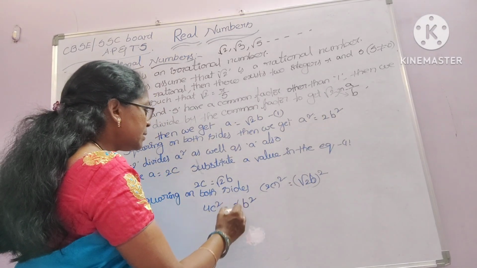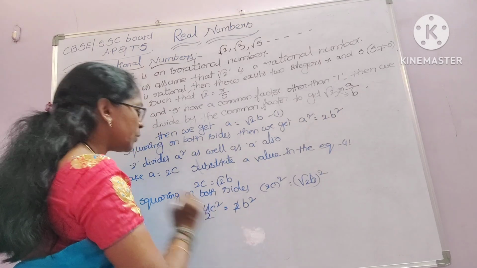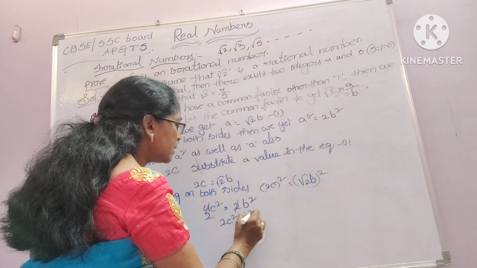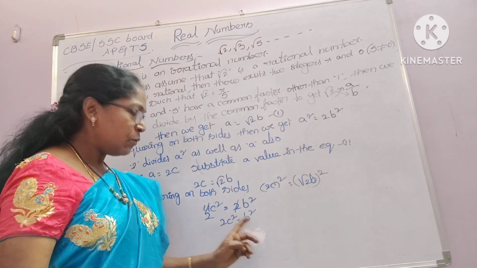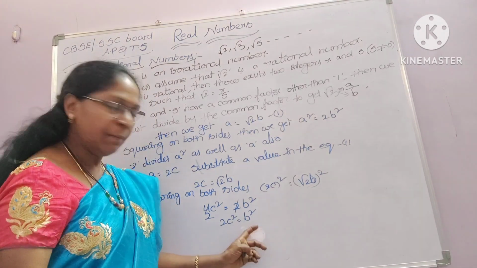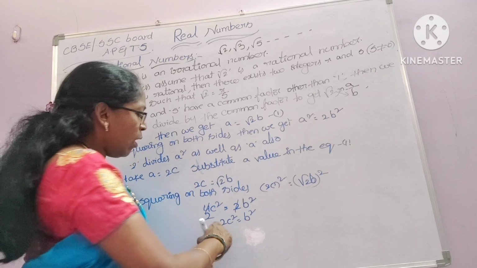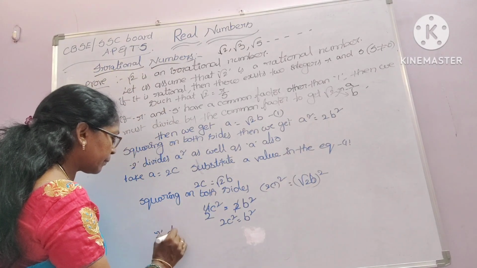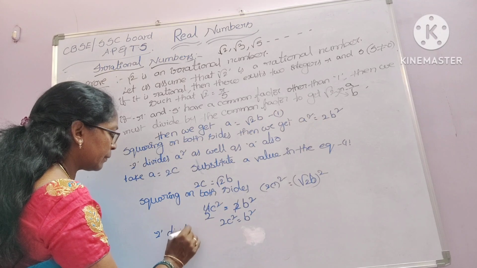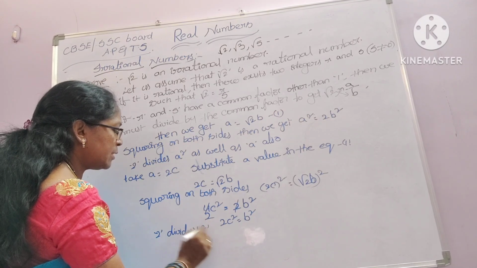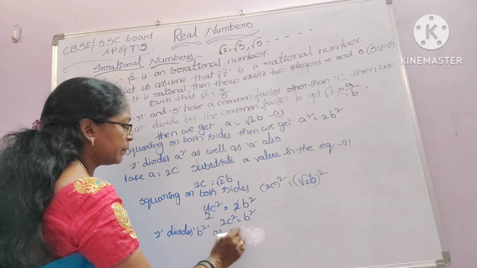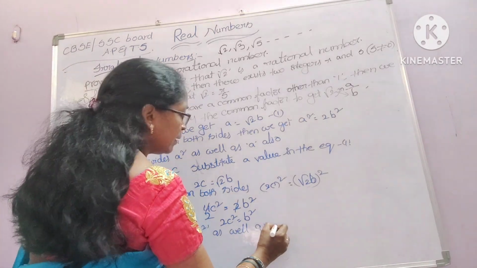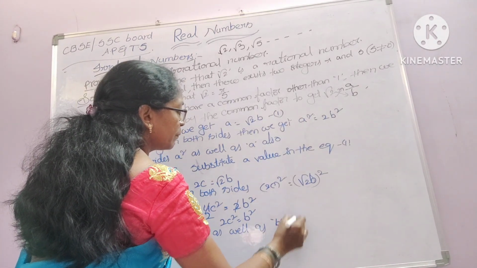Now 2 is divisible in this one time, in this two times. So 2c square equals b square. That means when 2 goes to the other side, it becomes division. So automatically 2 divides b square as well as b also.